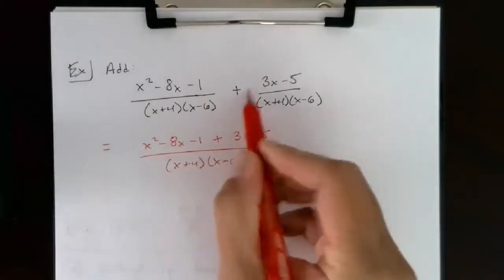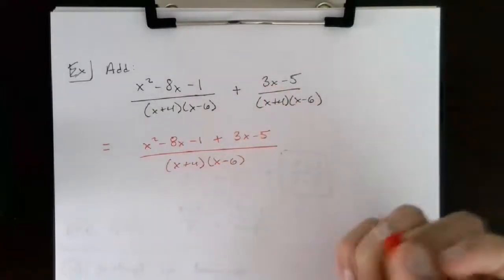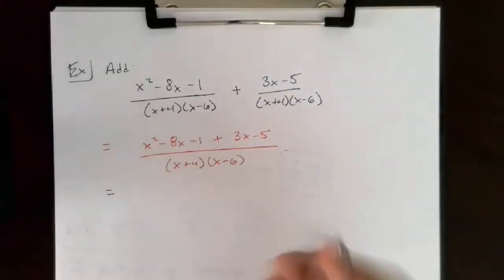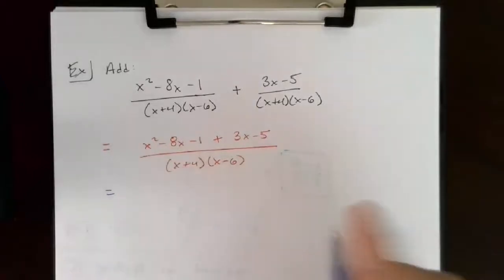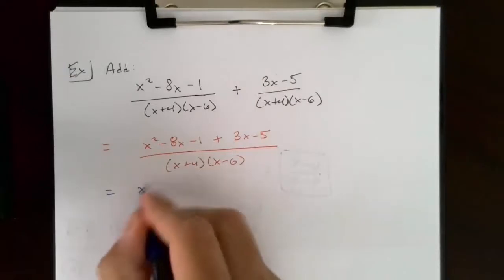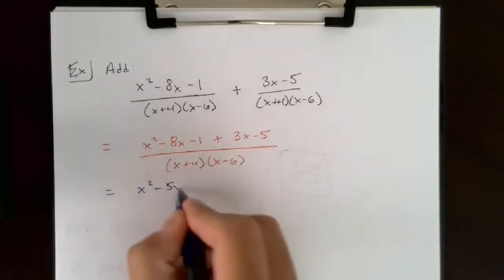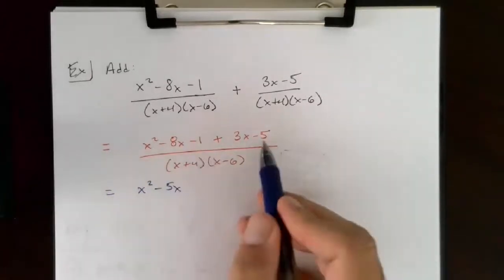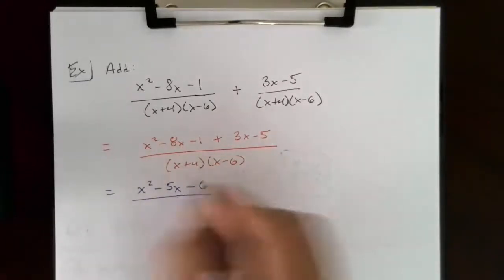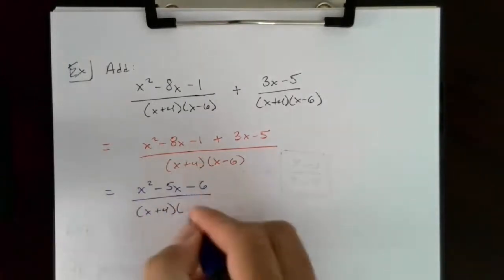If this was subtraction, though, the minus sign would belong to every term in the numerator, and you have to distribute the negative through, so it's something to watch out for. So now we've written this as a single fraction over our common denominator, and now we want to add or subtract straight through the numerator. So we have x squared. There are no other x squared, so combining like terms here, x squared will stay the same. Negative 8x plus 3x is a negative 5x. And then we got negative 1 minus 5, which makes that a negative 6. So I have x squared minus 5x minus 6 over, don't lose the denominator, x plus 4 times x minus 6.